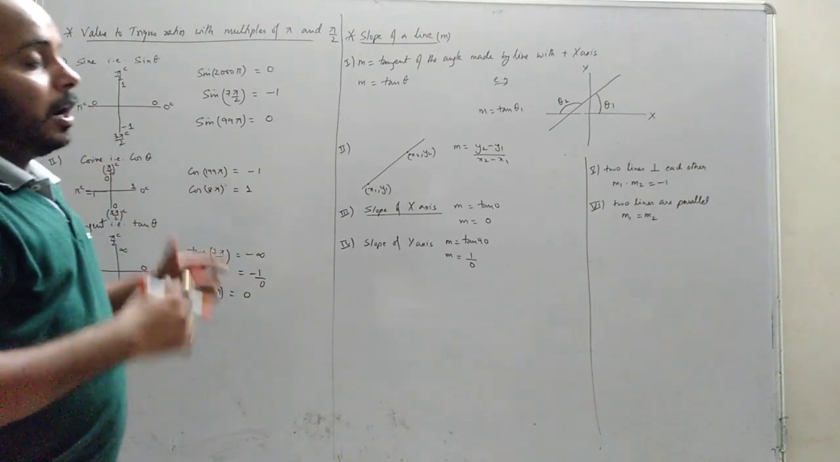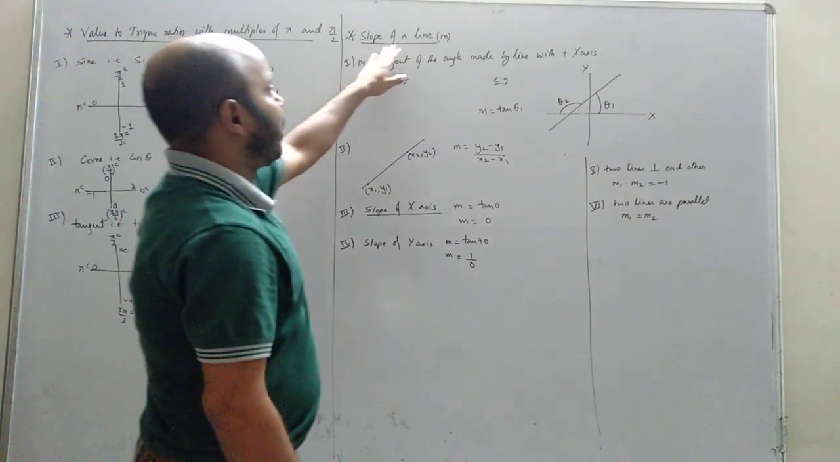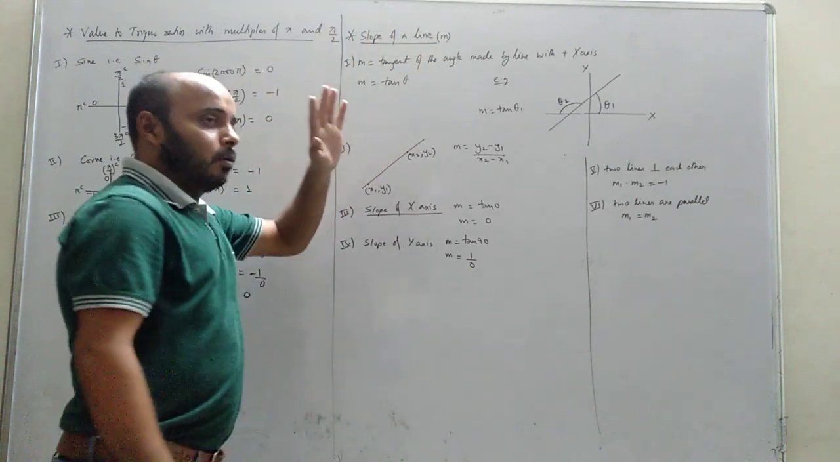Okay, now, under mathematical tools, we will go for the next topic. The next topic is the slope of a line, denoted by m, small m for mango, that m.